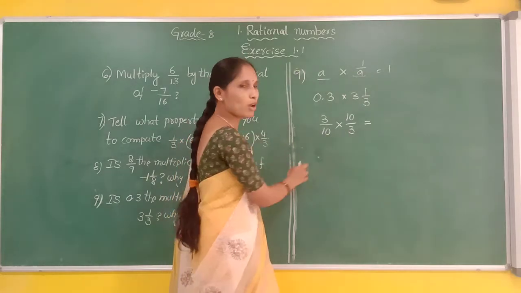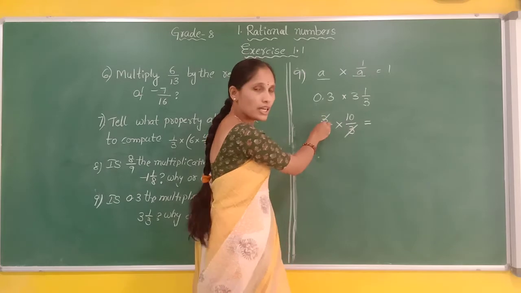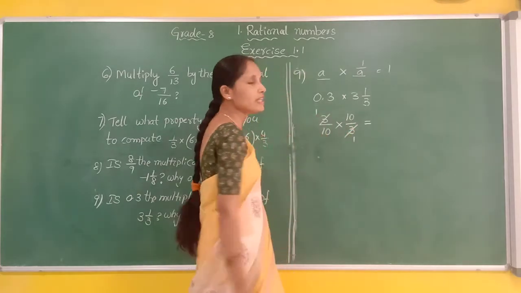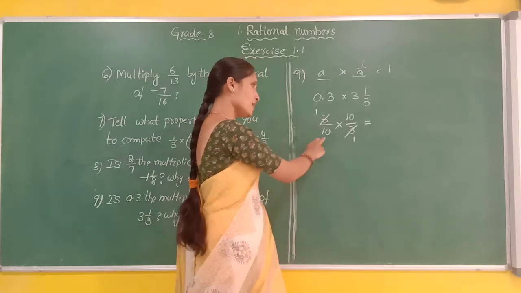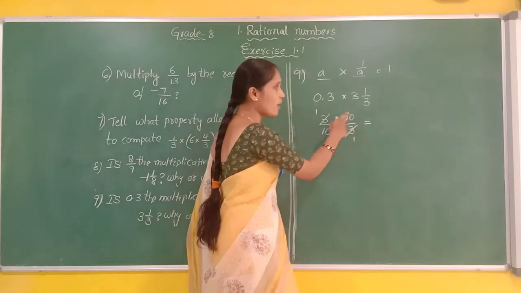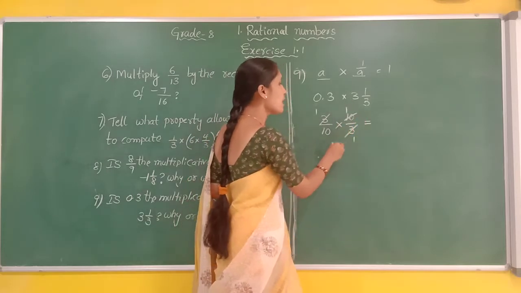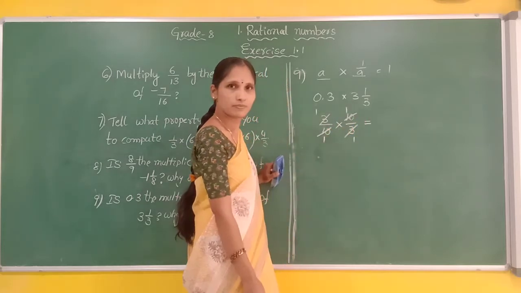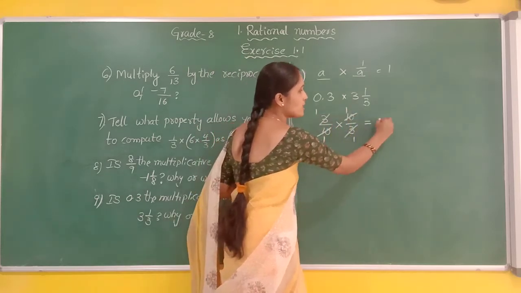Let's simplify this problem. Numerator 3 and denominator 3 cancel by 3, 3 ones are 3. Even this numerator 10 and denominator 10 are also divisible by 10, so we cancel by 10, 10 ones are 10. Tell me the product: 1 into 1 is 1, 1 by 1 is equal to 1.